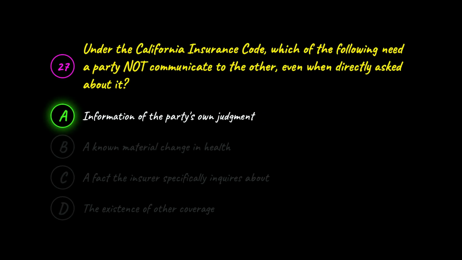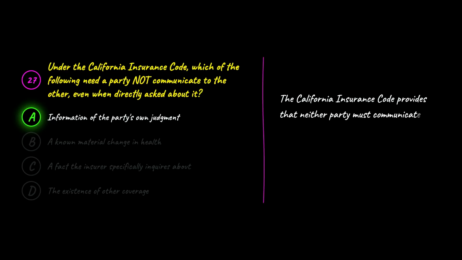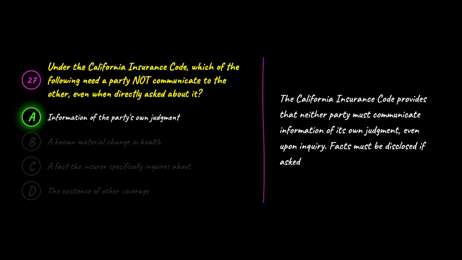The correct answer is A. Information of the party's own judgment. A is correct because the California Insurance Code provides that neither party must communicate information of its own judgment, even upon inquiry. Facts must be disclosed if asked, but personal opinions need not be.